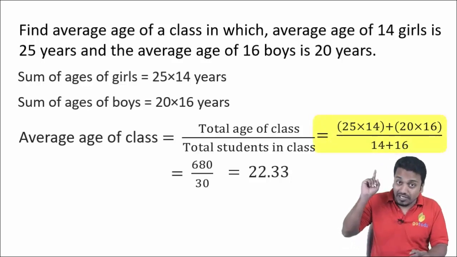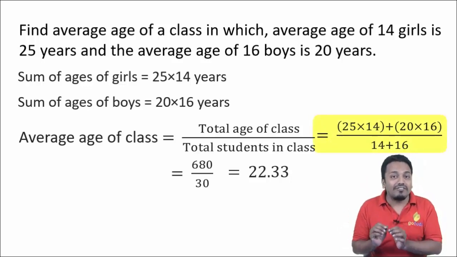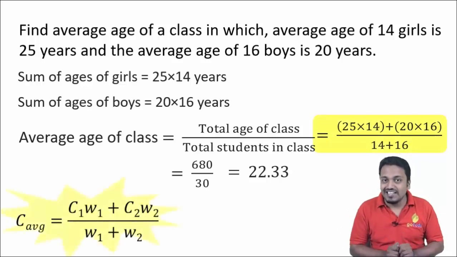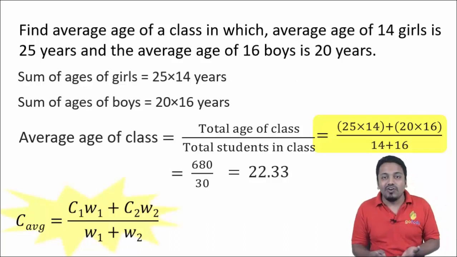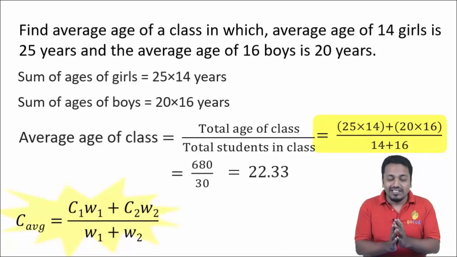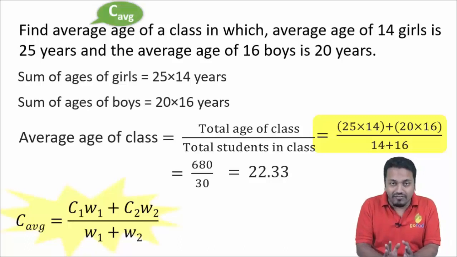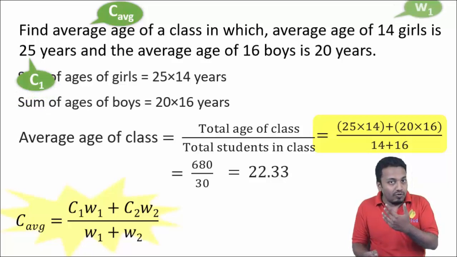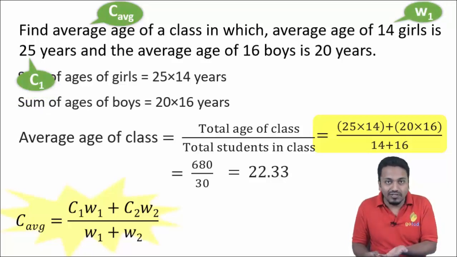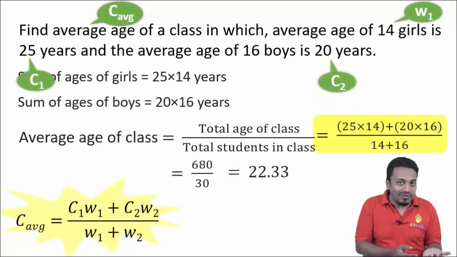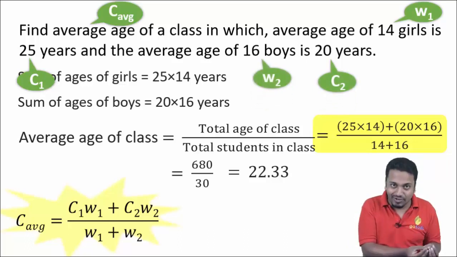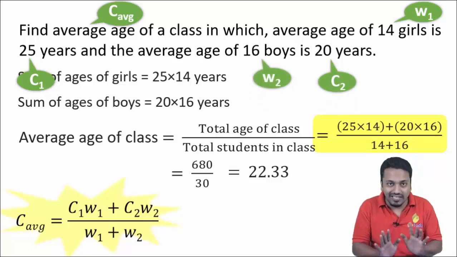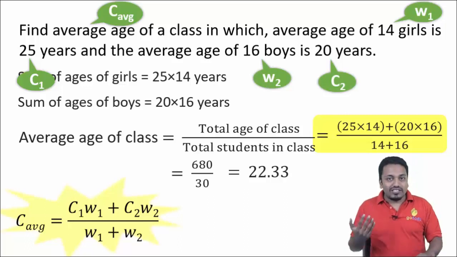And this expression is nothing but weighted average formula, which says C average is equal to C1 W1 plus C2 W2 upon W1 plus W2. C average will be overall weighted average. C1 is average of first group and W1 is number of members in first group. C2 is average of second group and W2 is number of members of second group. I hope this is clear till here. We'll see more examples soon.